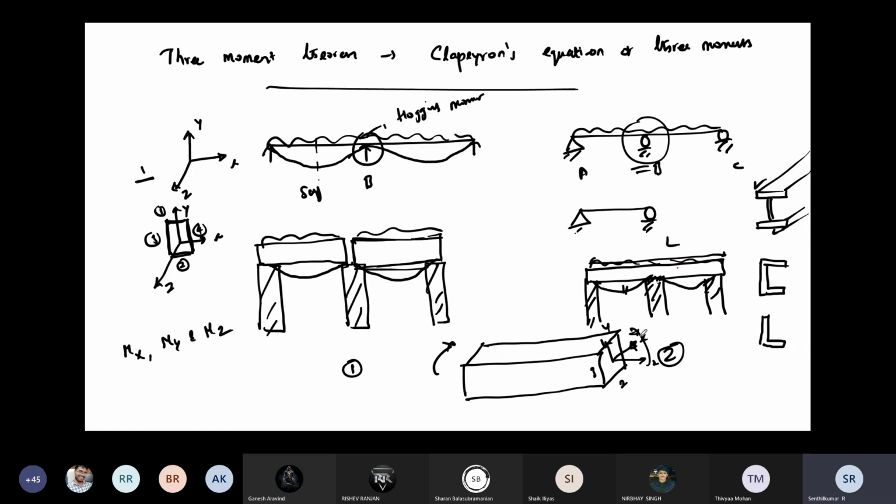Every moment is rotation only, but when you are rotating about the Z axis, the longitudinal axis, shear will develop, not normal stresses. That's why in your torsion theorem, what is your equation? T by J equals G theta by L equals tau by R, right? Yes or no? What is your torsion theorem? What is your simple bending theorem? First of all, Bernoulli's theorem. What is your Bernoulli's theorem?